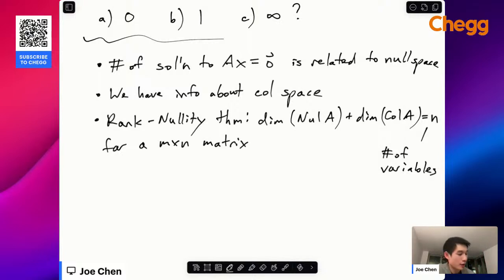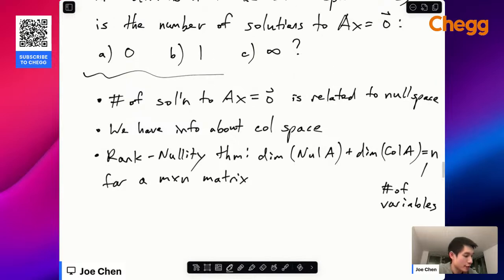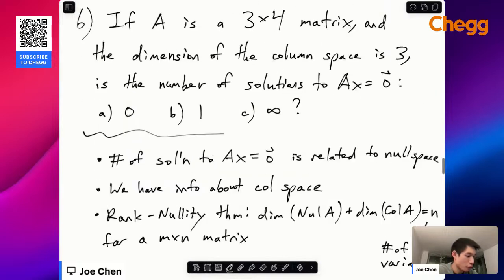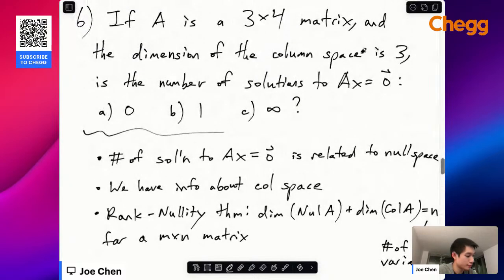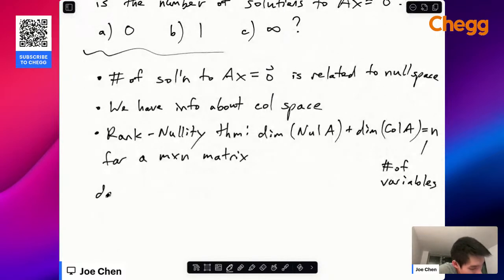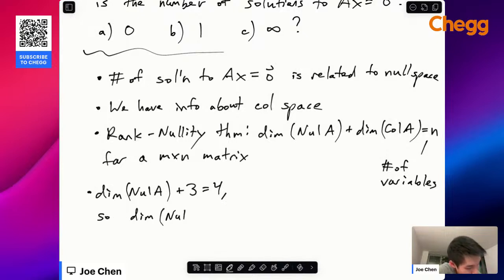And so, applying this here, we have that n is 4, and the dimension of the column space is 3. So this tells us that for this problem, the dimension of null A plus 3 equals 4. So the dimension of the null space is 1.